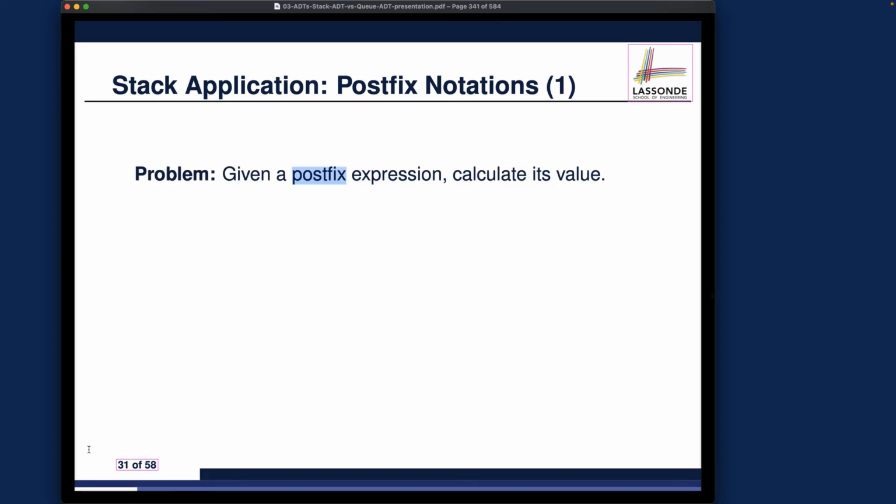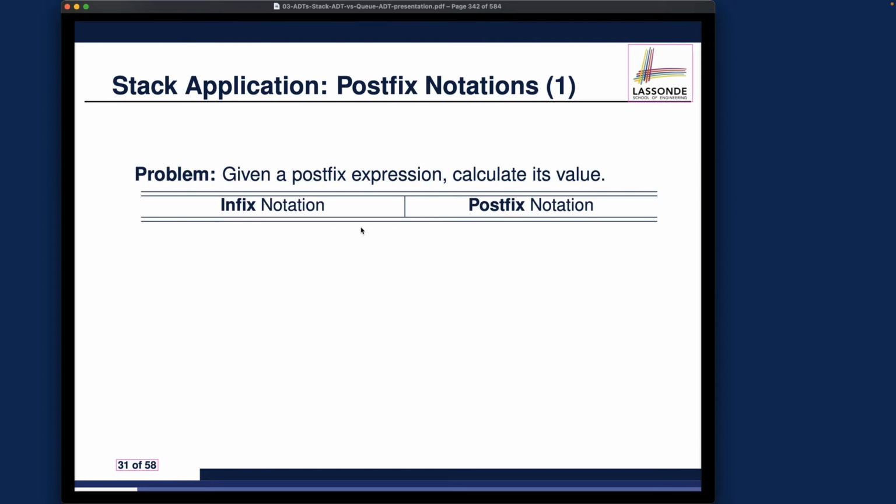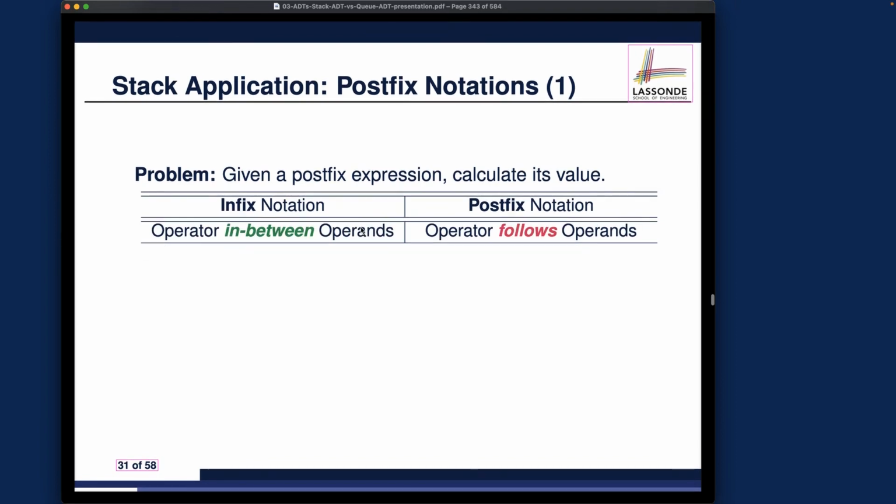So the problem is, given a postfix expression, how do we calculate its value? Of course, we want to define what a postfix expression is as opposed to infix. The infix expression is really what you are used to. But let's now compare the two expressions. They're equivalent to each other, but just syntactically they're different. Right, so I got different examples over here, but here is the principle.